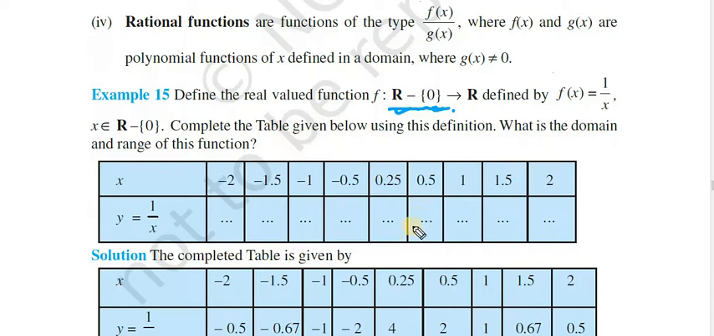So you have to complete the table. I think completion of the table is not a big task. You can do it. You have already done it earlier.